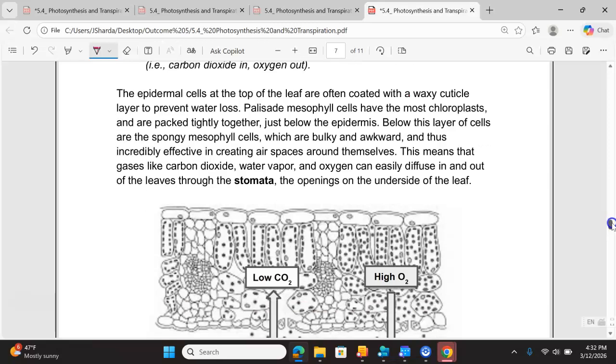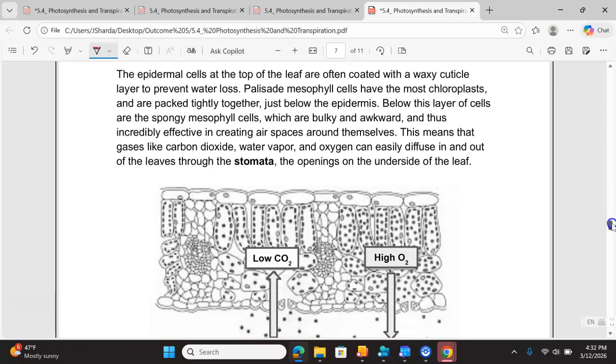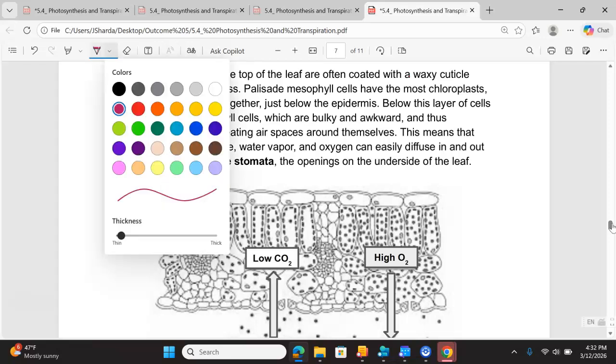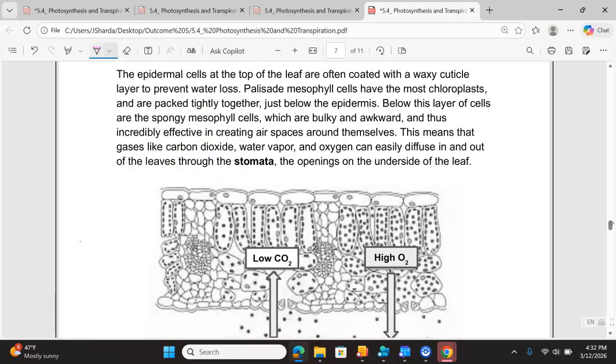So let's take a look at the leaf. Let's start at the top. I'm going to use some different colors here and see if we can't highlight a few different really important characteristics. So the epidermal cells, we're going to put those in pink, are at the top of the leaf. Okay, these are these cells here. Look how each one has a nucleus, probably, is what this is.